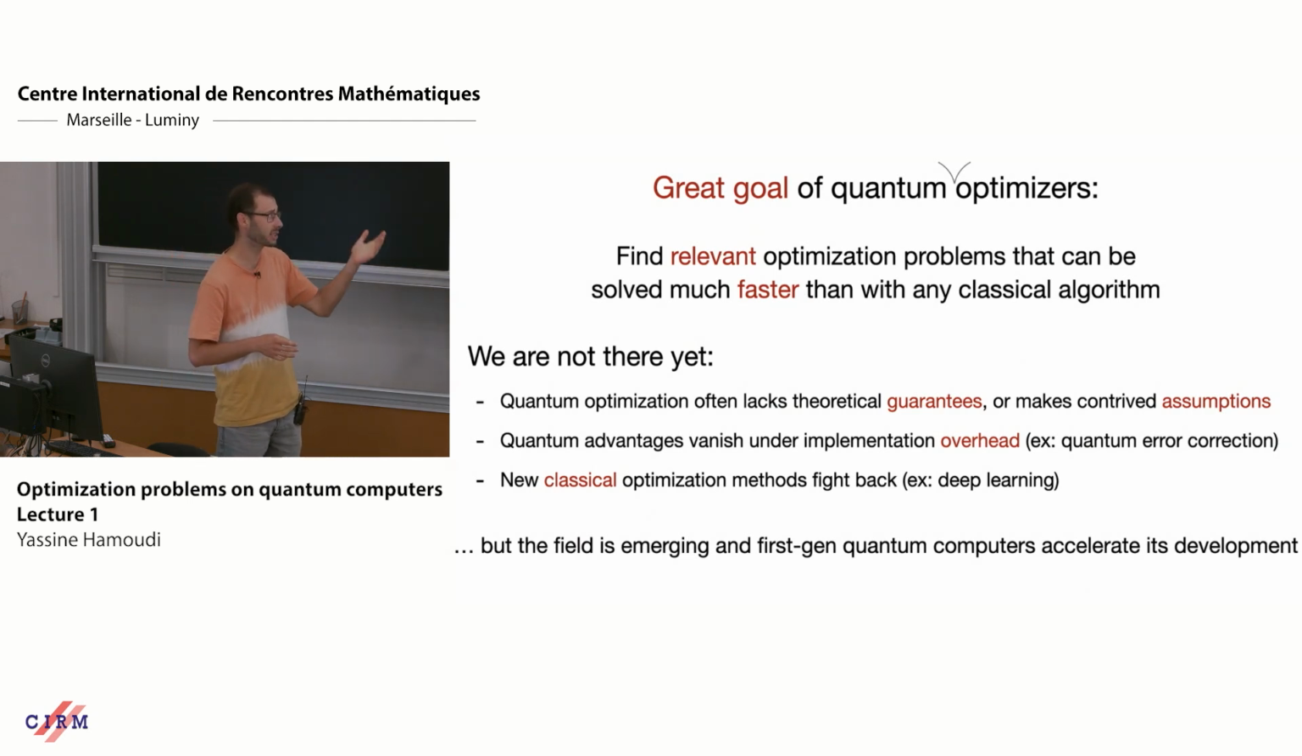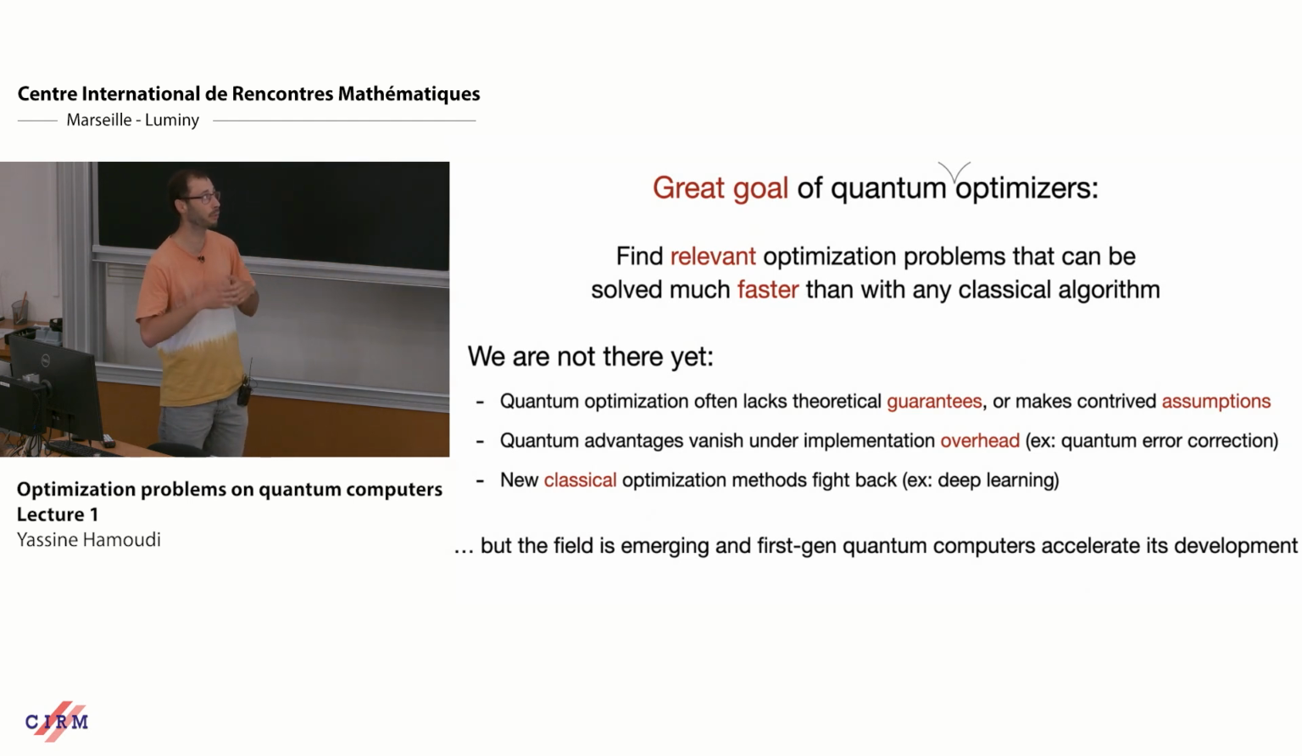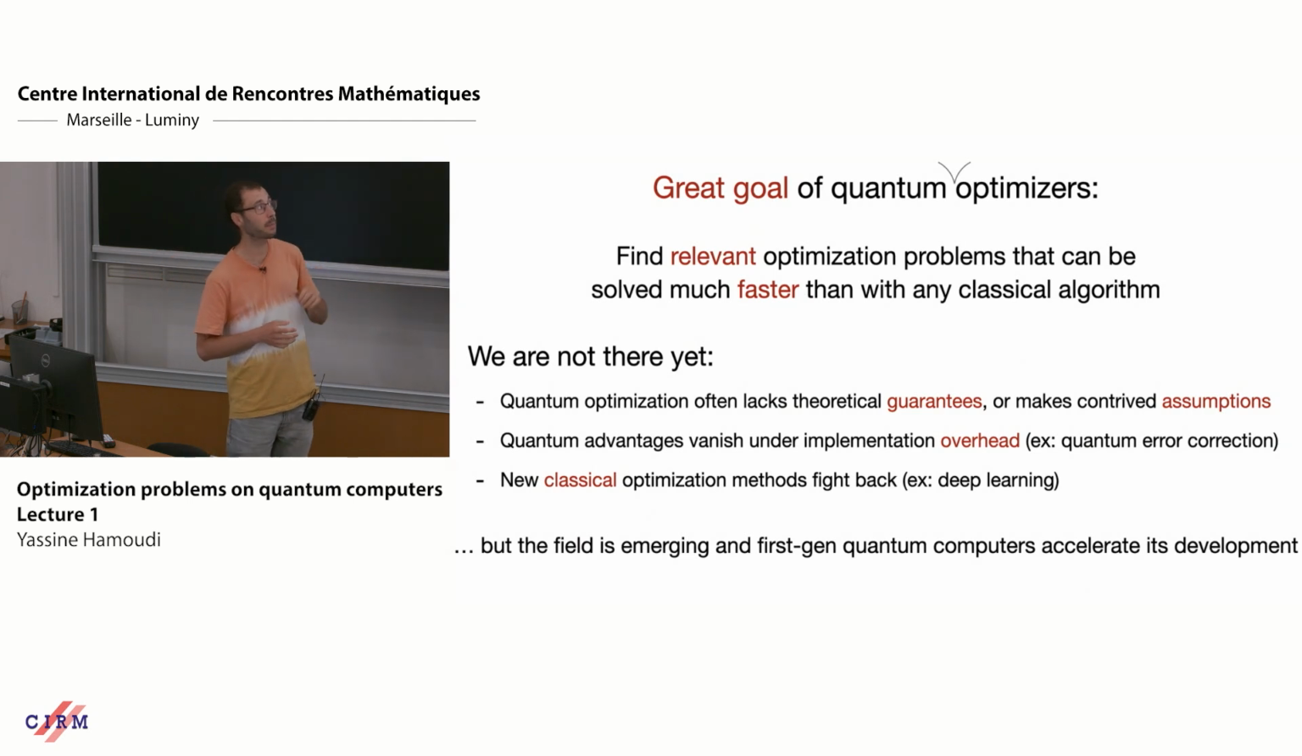So as you will see during the lectures, quantum optimization methods often lack theoretical guarantees about the convergence rate, the quality of the approximate solution, and so on and so forth. Or they require making very strong assumptions about what your optimization problem is, how the solution looks like. So it is still highly heuristic.